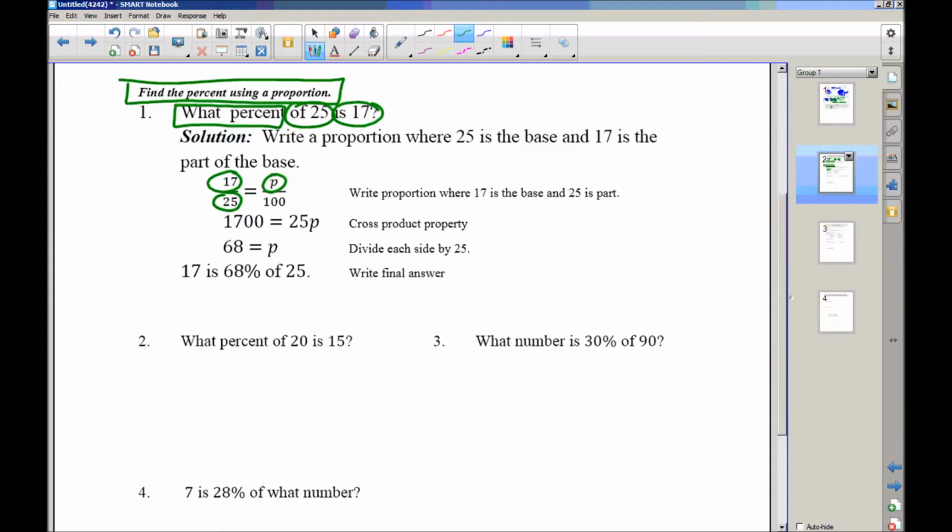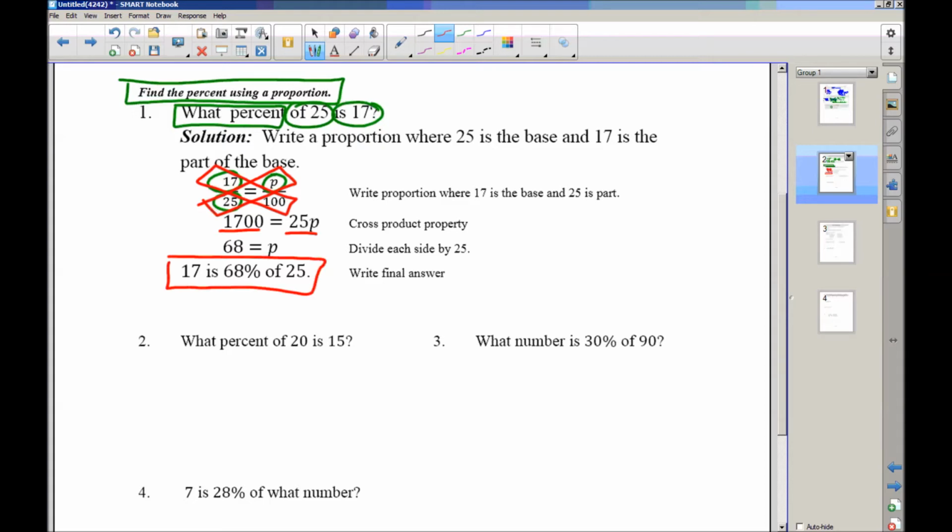Okay? So we have our proportion set up, and we just cross multiply. So this would be 17 times 100, which is 1700, over 25 times P, which is 25P. And then we divide both sides by 25, and we get P is equal to 68. So that means 17 is 68% of 25.